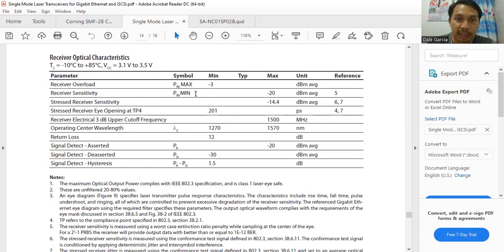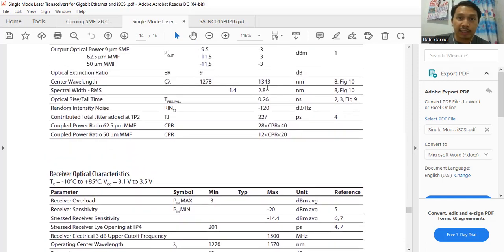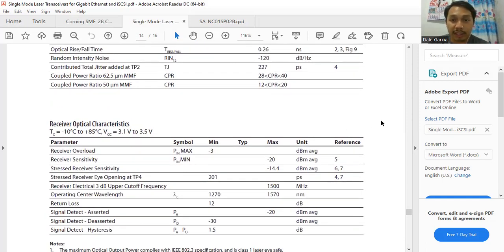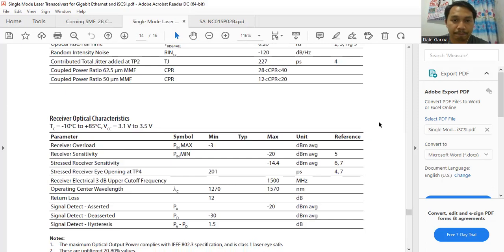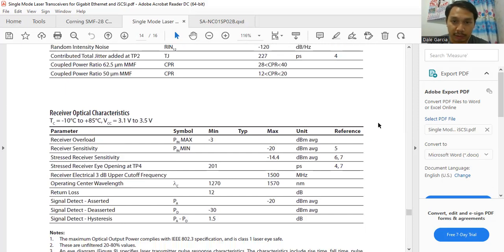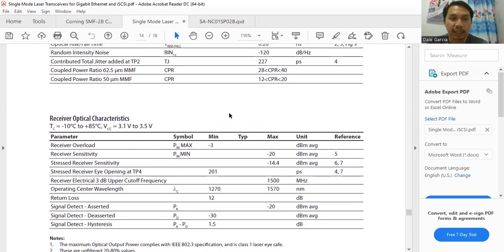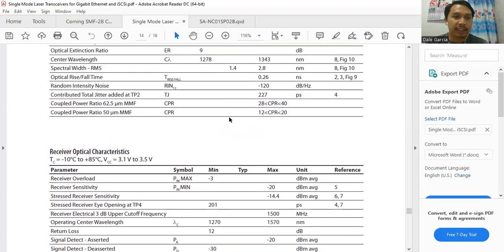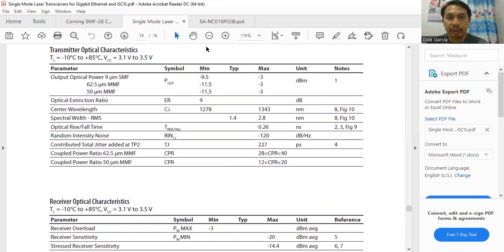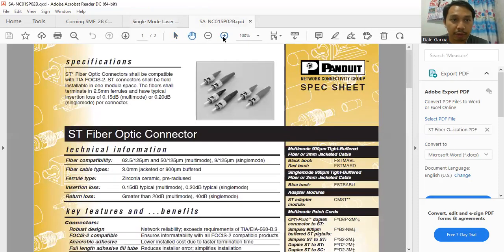For the photodetector in the receiver, the sensitivity is negative 20 dBm. So let's take note of negative 3 and negative 20, so that we can use them in our example later. These are the actual receiver sensitivity and power output of receivers and transmitters respectively.